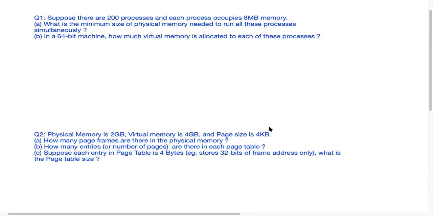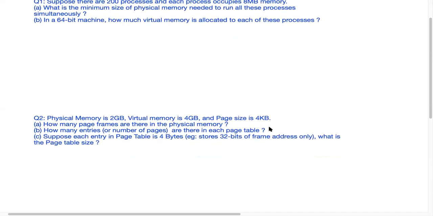Okay. Question two: physical memory is 2 gigabytes, virtual memory is 4 gigabytes, and page size is 4 kilobytes. That means each page size is 4 kilobytes. 2A, how many page frames are there in the physical memory? 2B, how many entries or number of pages are there in each page table? Right? Let's solve 2A and 2B first. So what is 2A?